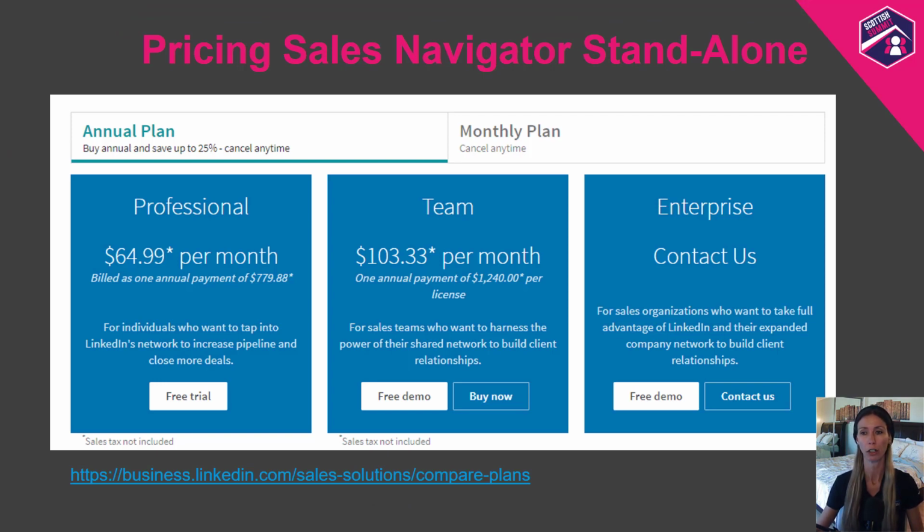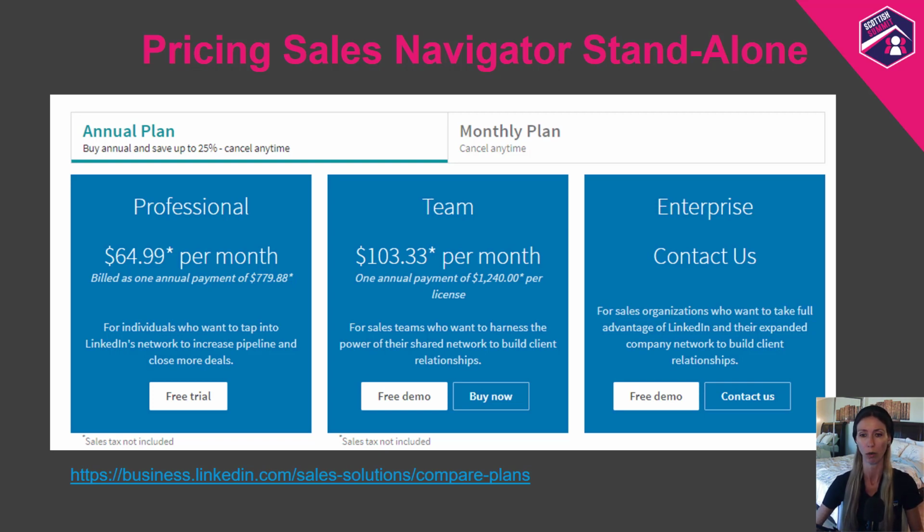This is another, I think, interesting slide, right? This is showing you some of that Sales Navigator standalone pricing. You can see here the professional $64.99 per month. You have to go to the website. You can see that down there. Compare plans on business.linkedin.com/sales/solutions. Take a look at that because this updates all the time.